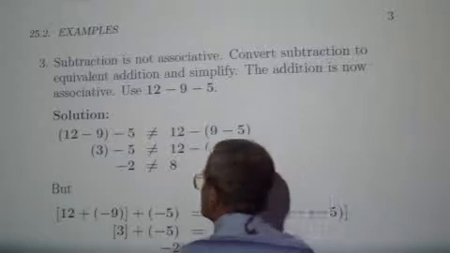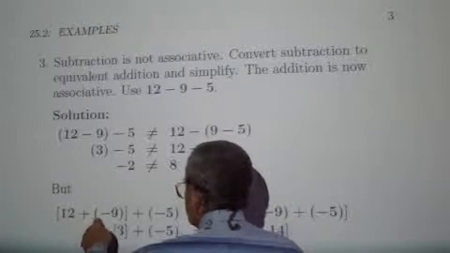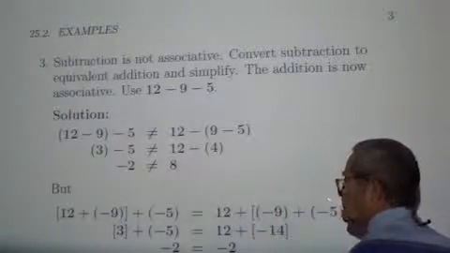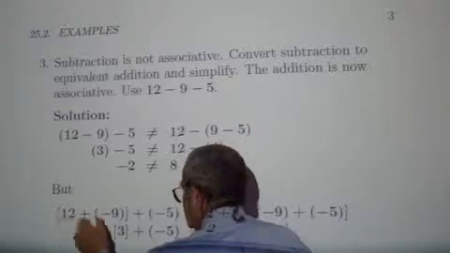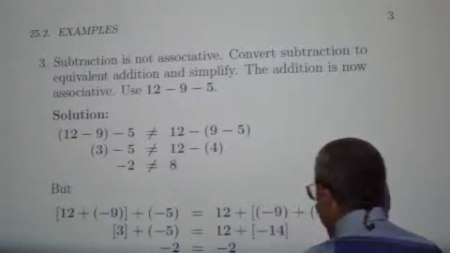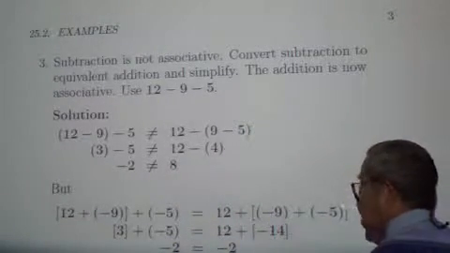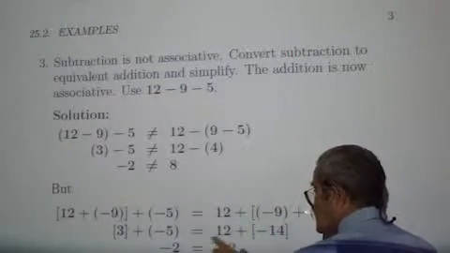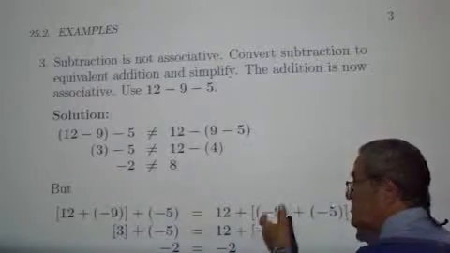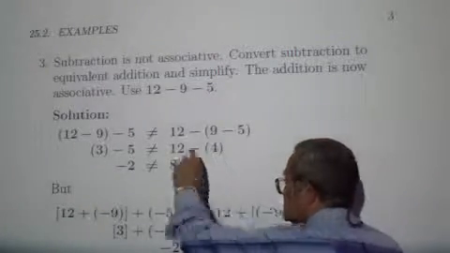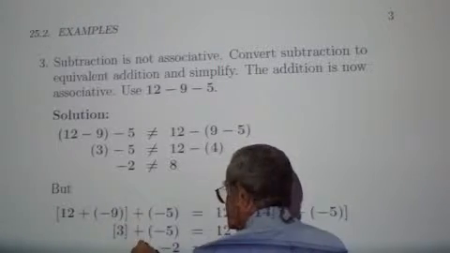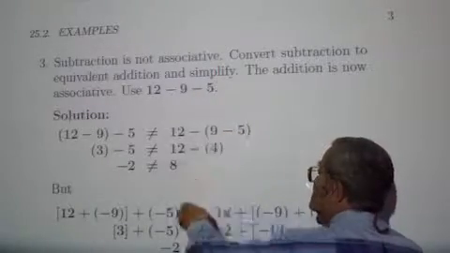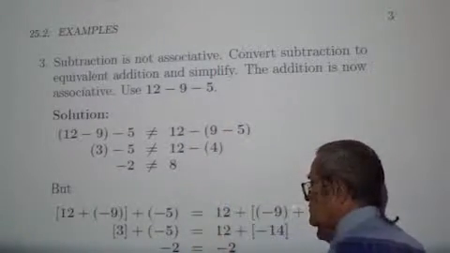But if you convert subtraction to addition, 12 plus negative 9 plus negative 5, and you associate the negative 9 with the 12, and then you associate the negative 9 with the negative 5, 3 minus 5 is negative 2, and 12 plus negative 14 is also negative 2. Addition is associative. Subtraction is not. Addition is associative, so we get the same answer on the left and the right. Same problem, but two different ways of looking at it.